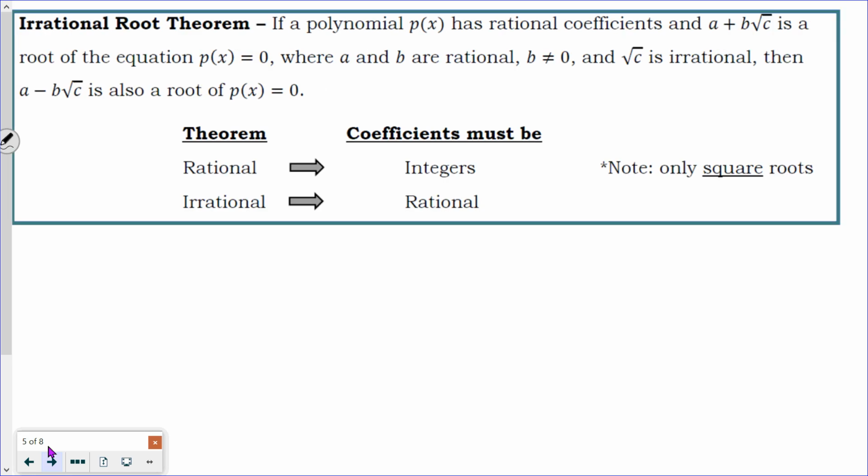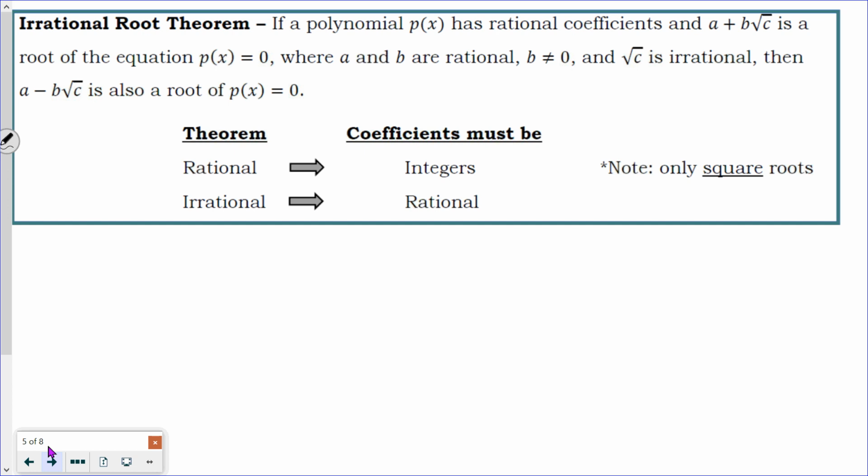All right. Now let's go on to the irrational root theorem. The irrational root theorem says if a polynomial p of x has rational coefficients and a plus b root c is a root of the equation p of x equals 0, where a and b are rational, b does not equal 0, and the root of c is irrational, then a minus b root c is also a root of p of x equals 0.